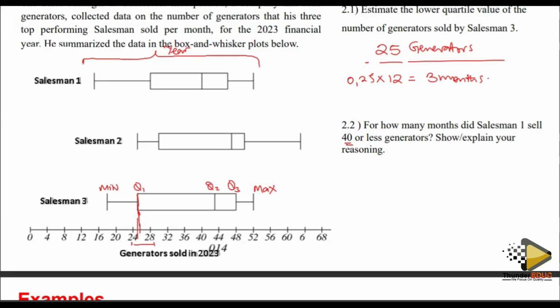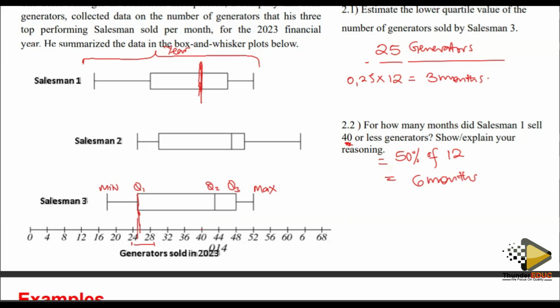40 or less. Now, salesman number 1 is on top. We look at 40. 40 is the median. You understand? 40 or less. That means we are looking at 50% of the months. So we say 50% times 12, and we shall say 6 months. Where do we get the 12?